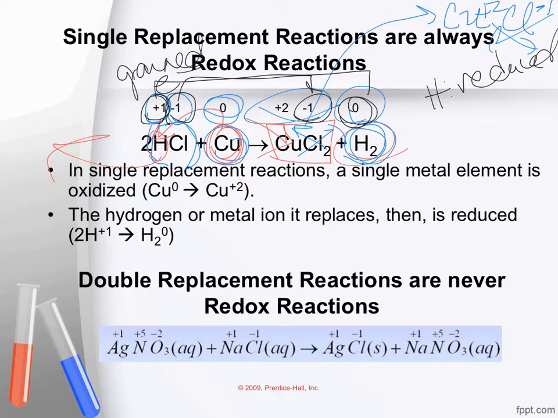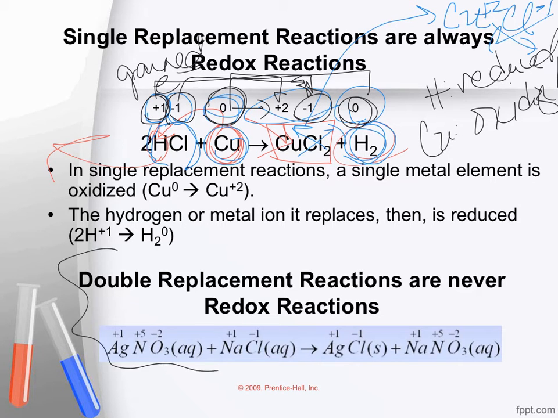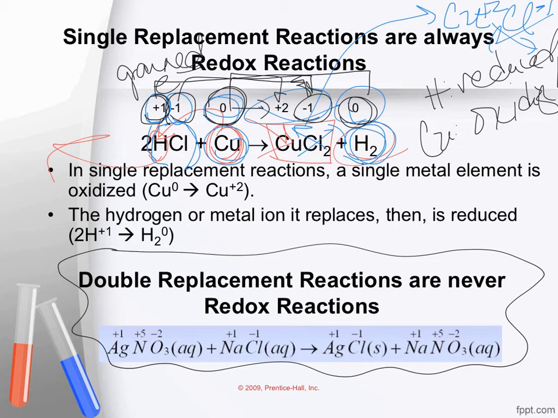Copper, on the other hand, has gone from 0 when it was by itself to +2. So what's happened to copper? It has lost electrons, so copper has been oxidized. That's it. This hint at the bottom is an important one. It will save you a ton of time on a test.